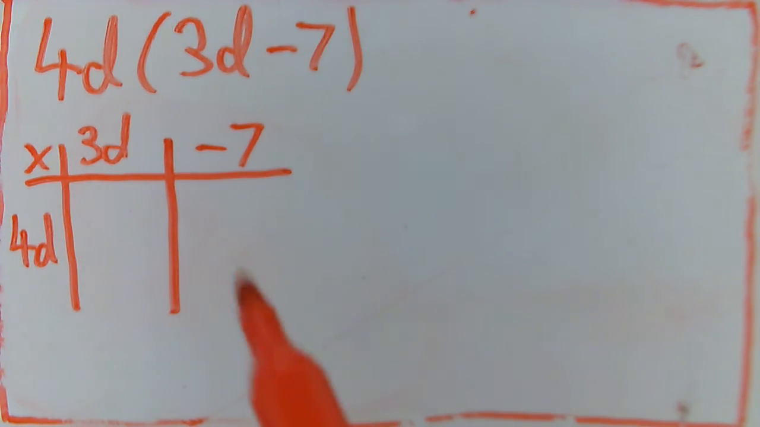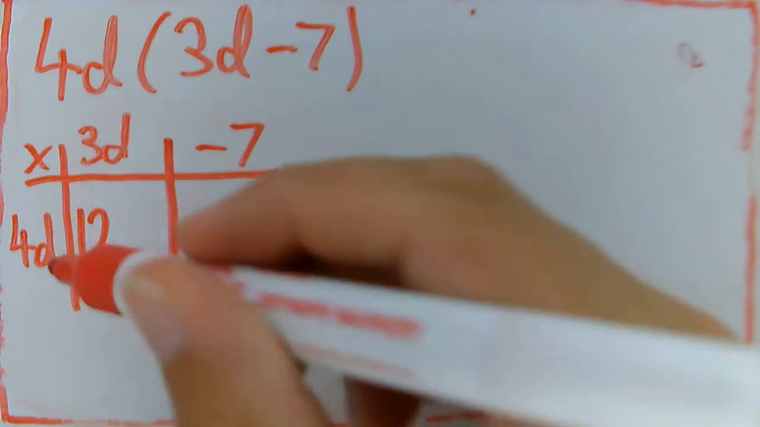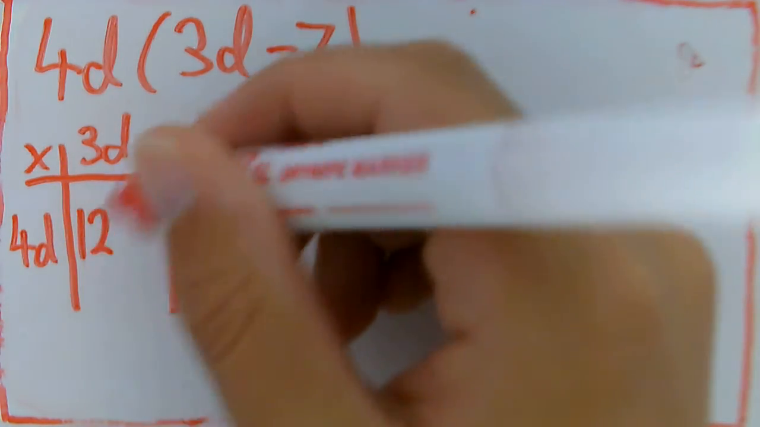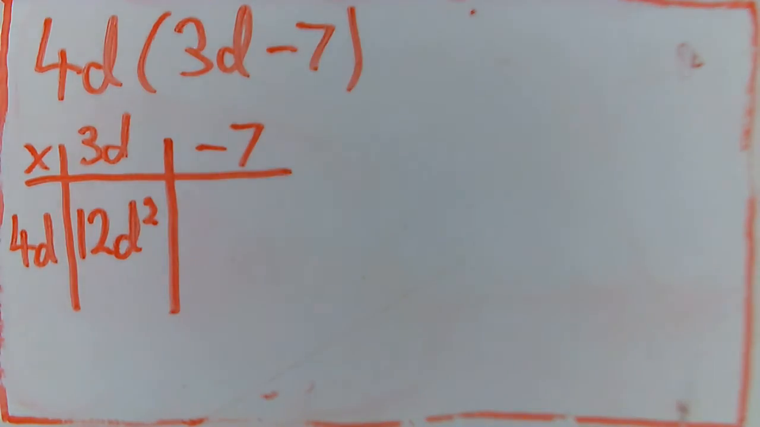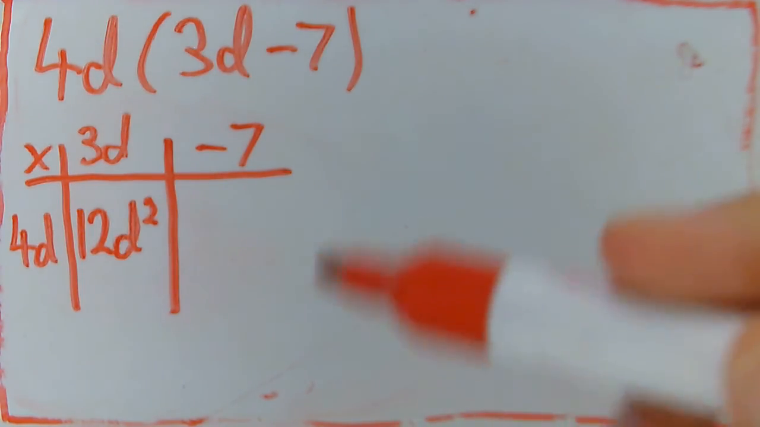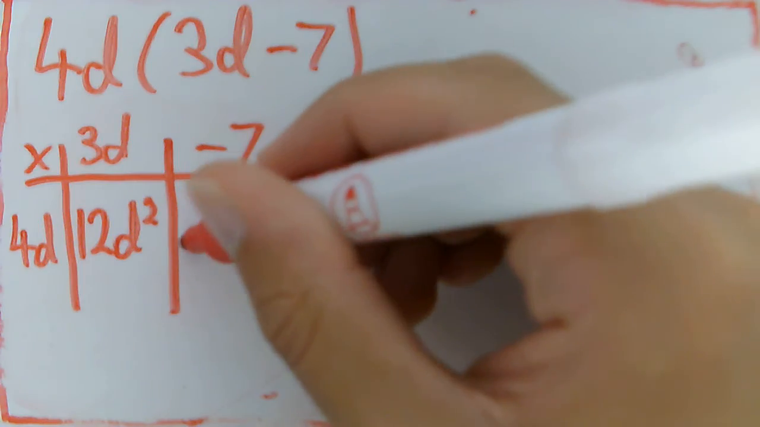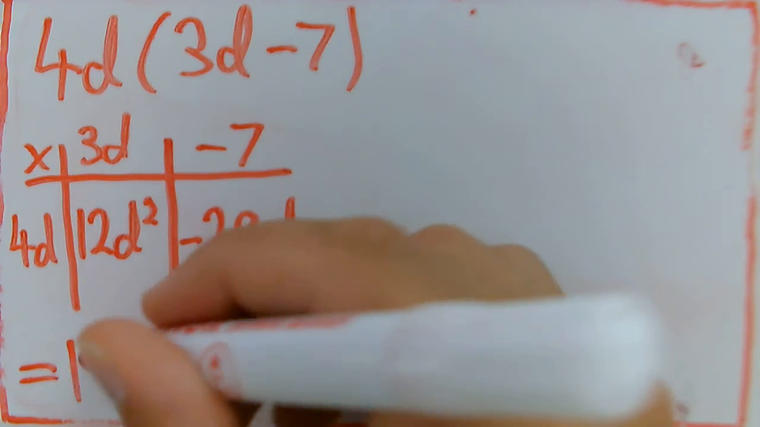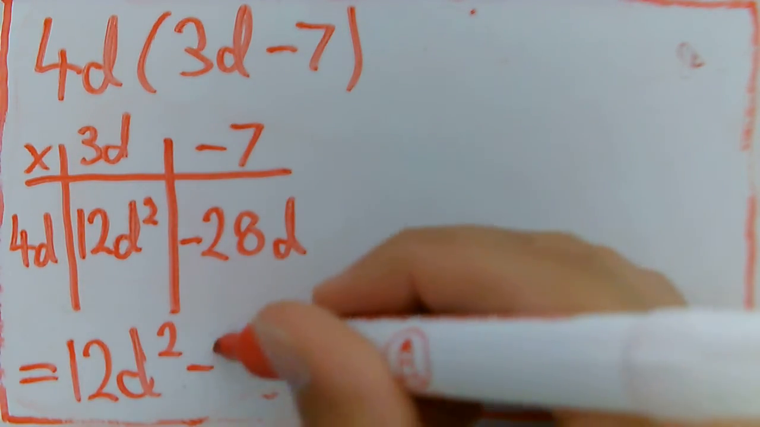So 4d times 3d, well, let's look at our numbers first. 4 times 3 gives us 12. And d times d, well, any number times by itself is a square, so it's going to be d squared. And then we have 4d times minus 7. Again, let's think of our numbers first. 4 times minus 7. Well, 4 times 7 is 28. Positive times negative means a negative, so we have negative 28, and we have this d here on the end. And then when we put these together, we get an answer of 12d squared minus 28d.